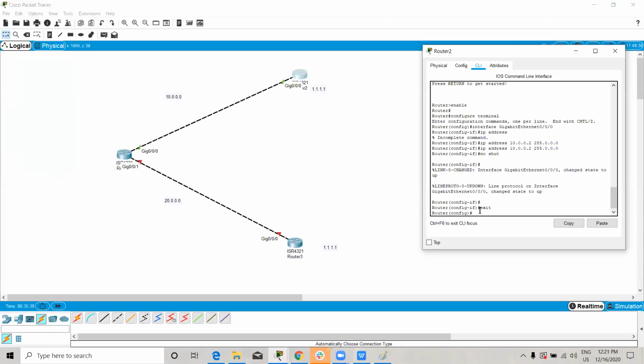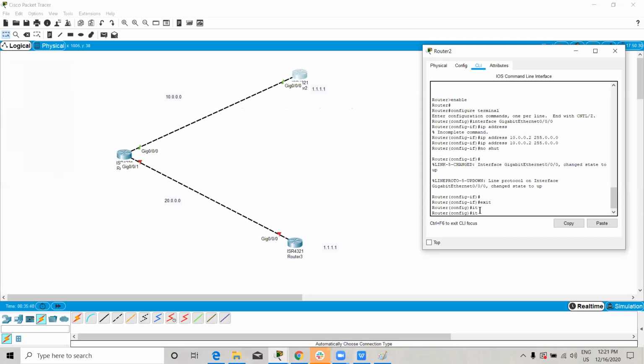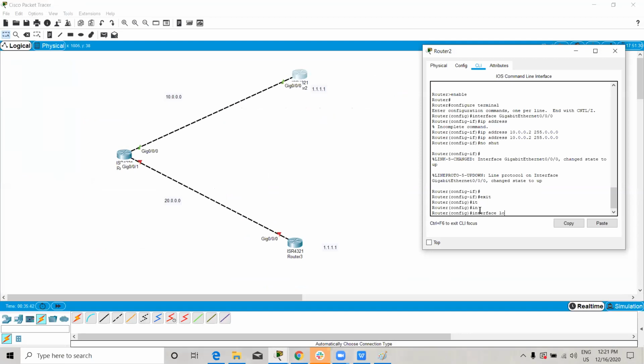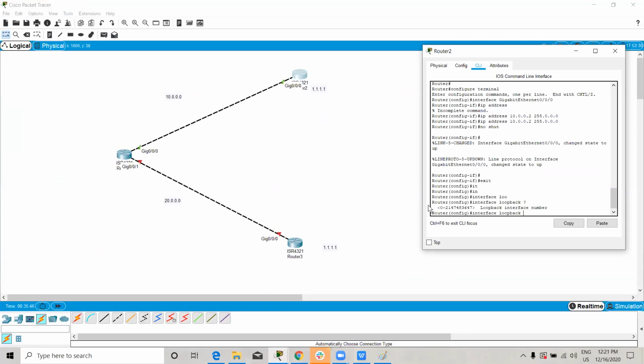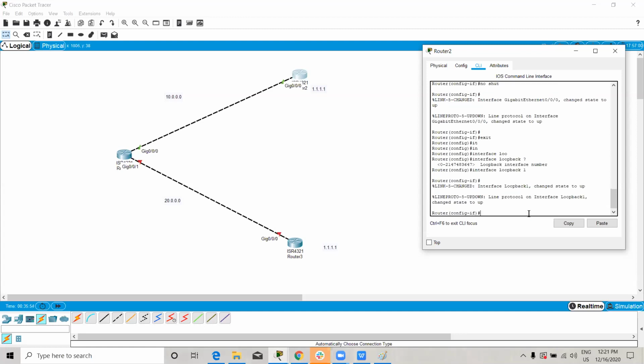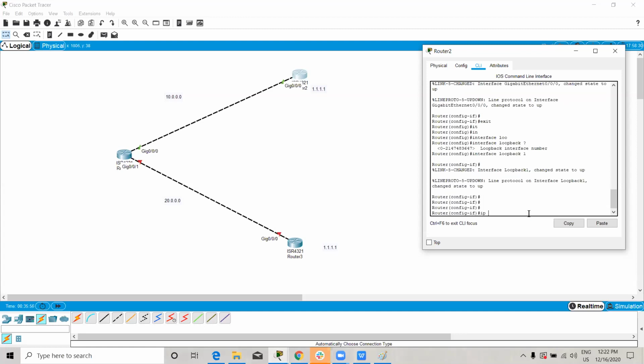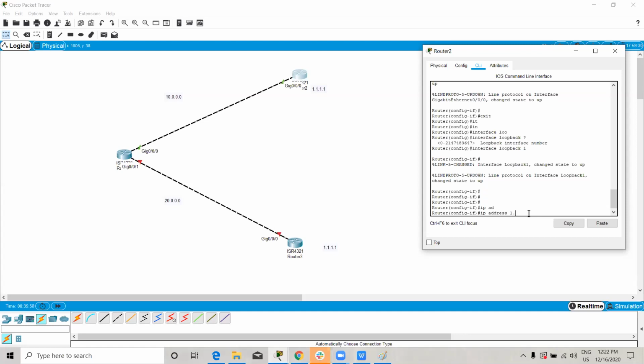Okay, so how do we create a loopback interface? Loopback, and here any number. You can give any number between these numbers. So I can give one. The IP address is 1.1.1.1. Then we give the subnet mask.